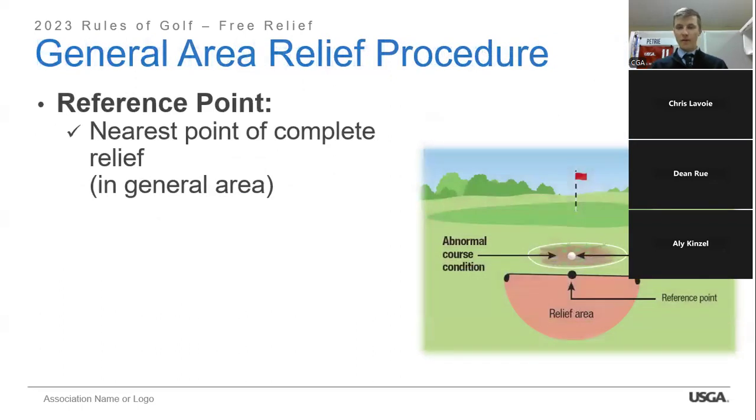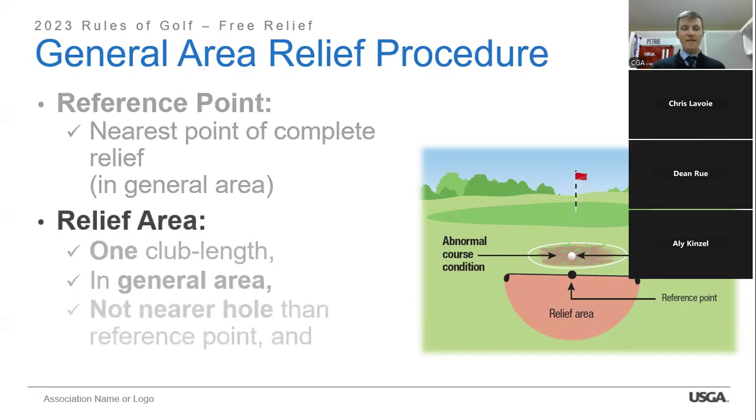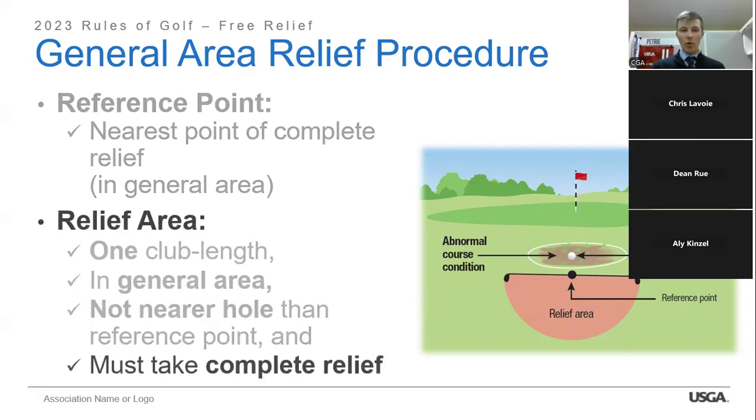So how do we take relief? Again, these diagrams are really good. They're in the rule book, but we have an example of ground under repair. What are we doing here? So we're just taking our nearest point of complete relief, one club length in the general area, not nearer the hole, and must take complete relief here.